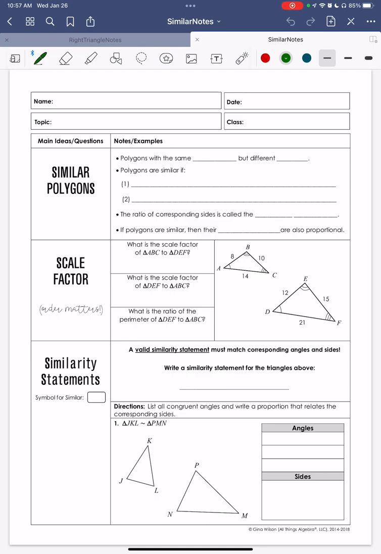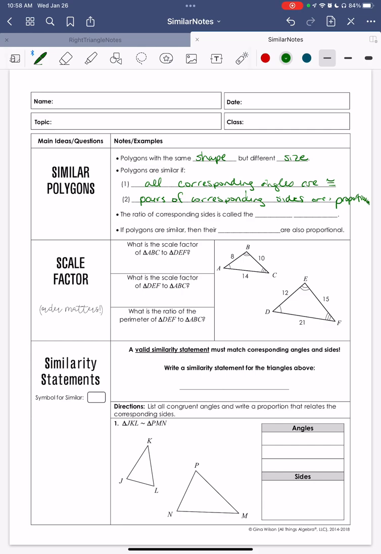So polygons with the same shape but different size are similar. Congruent polygons are the same size, same shape. So polygons are similar if all corresponding angles are congruent and all pairs of corresponding sides are in proportion. I'll explain what that means in a bit here. You'll see it. Or are proportional.